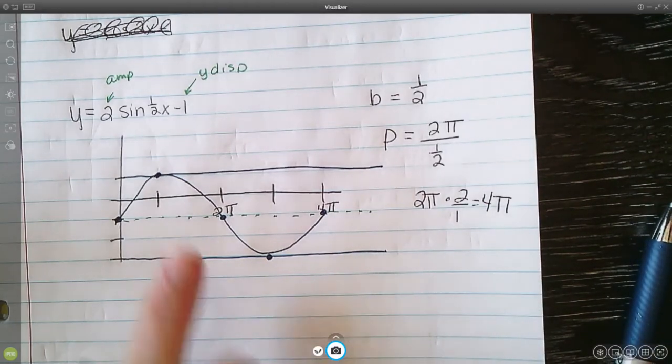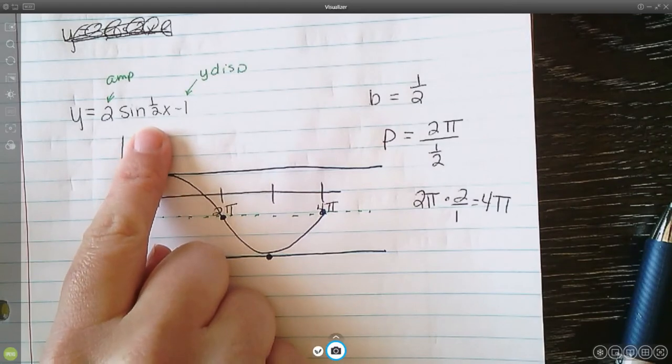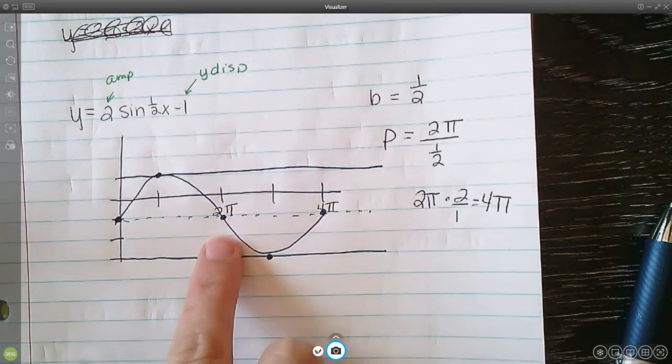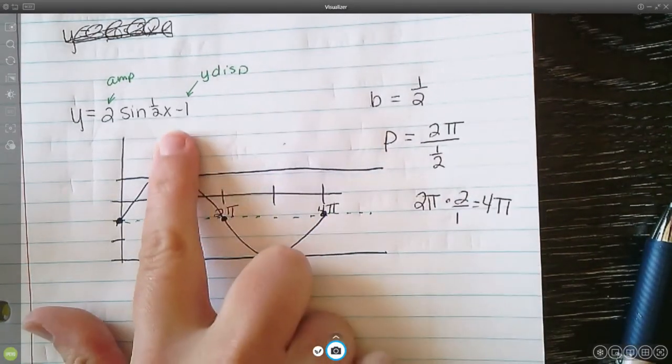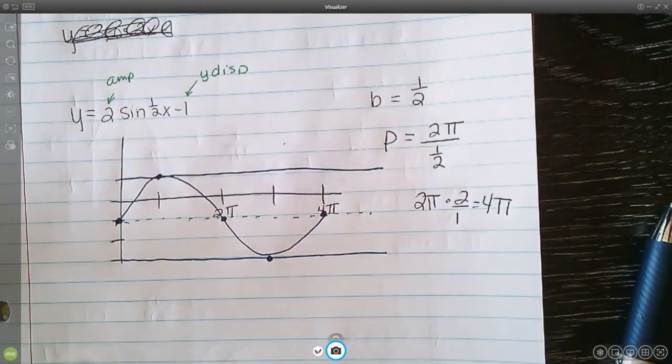So now remember, this B value, it's how many cycles happen within 2 pi. So here's 2 pi. How much of a cycle happened? Well, only half. And that is all for today.